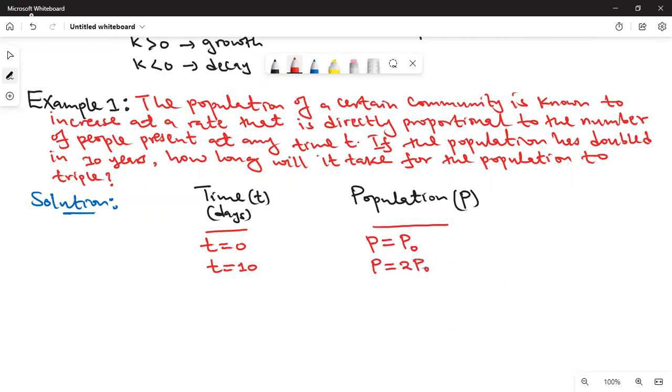Another question is, how long will it take for the population to triple, that is 3 times P naught? So there's a question mark here. We need to find the time when the population is 3 times P naught. Now, we also know that the rate at which the population is growing is proportional to the number of people present at any time t.